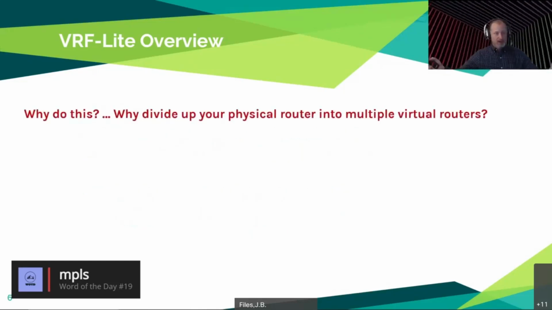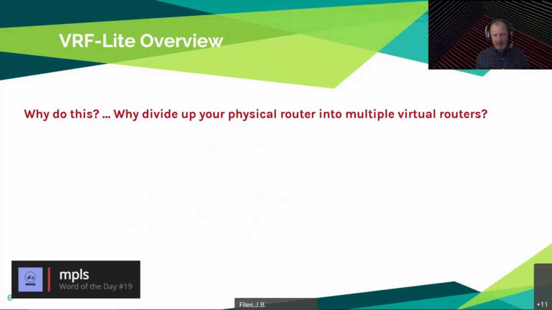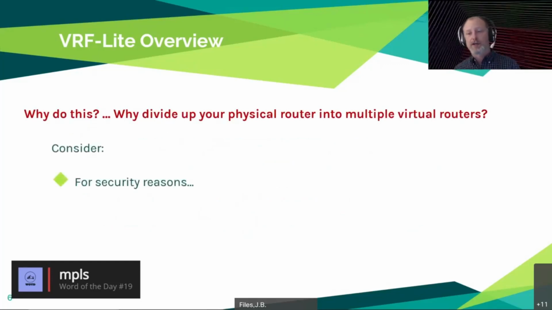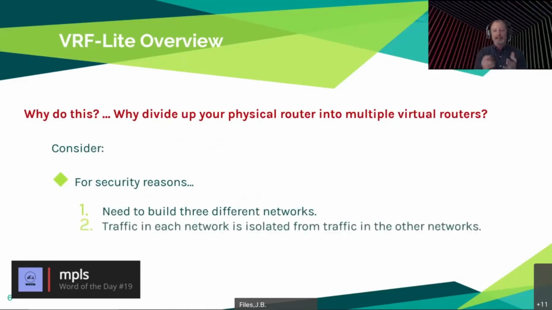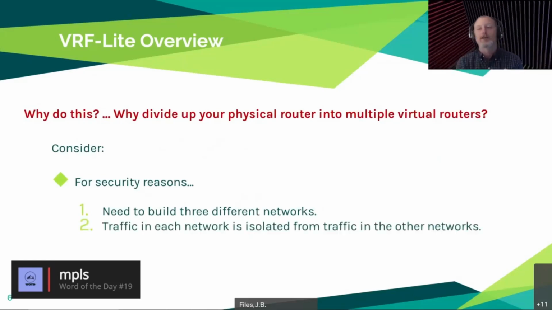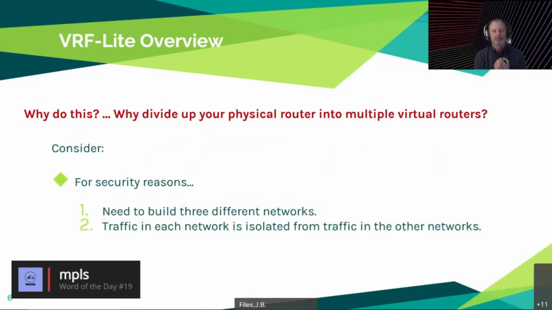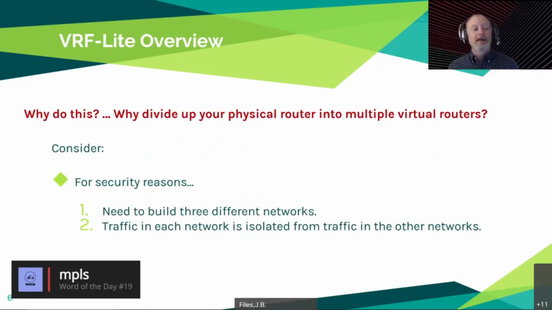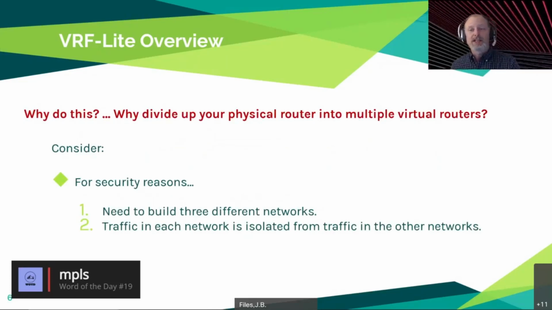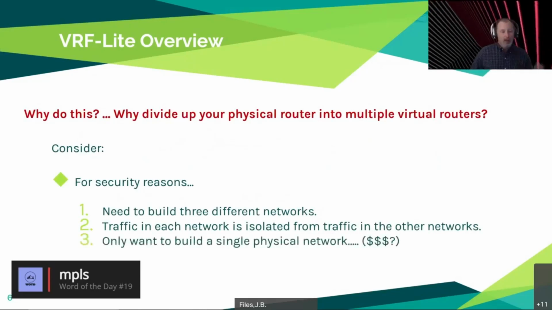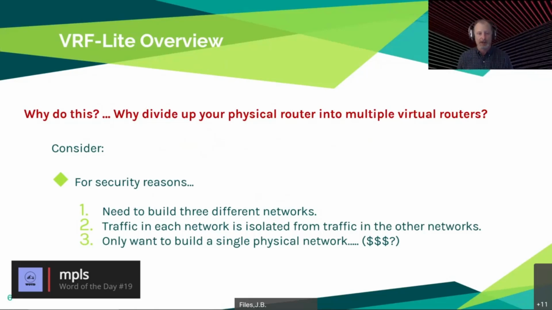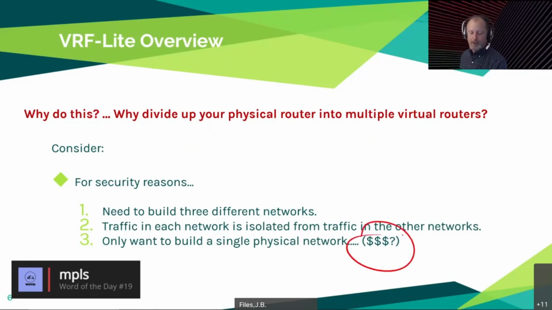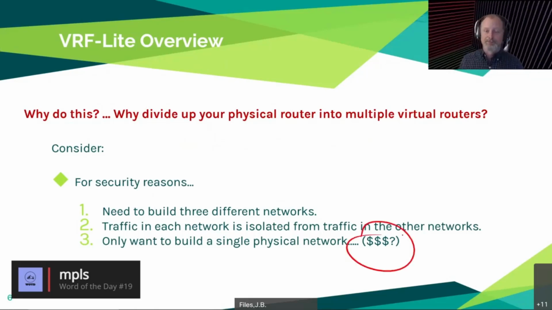And of course, the obvious question is, why would you do this? We kind of talked about it already. One reason is security. You want to build multiple networks, and the traffic needs to be isolated from other networks. Or maybe you only want to build one single physical network while still accommodating these separate networks, possibly for money. It's cheaper to do this.